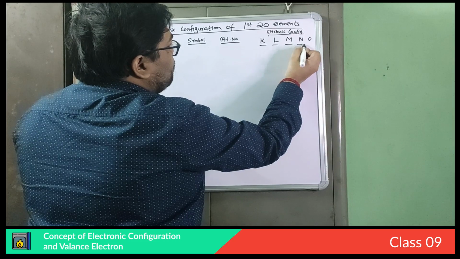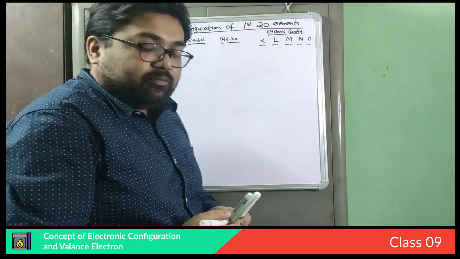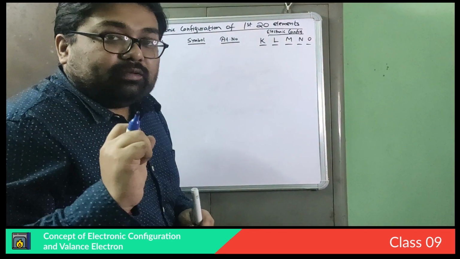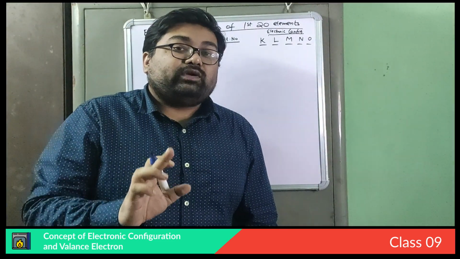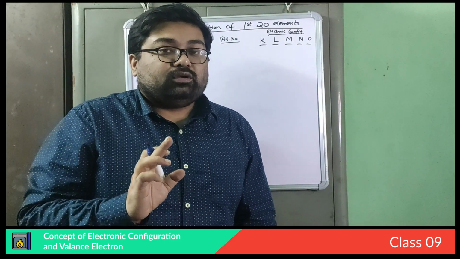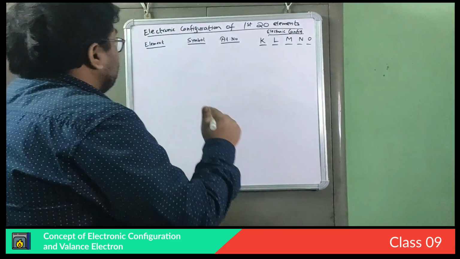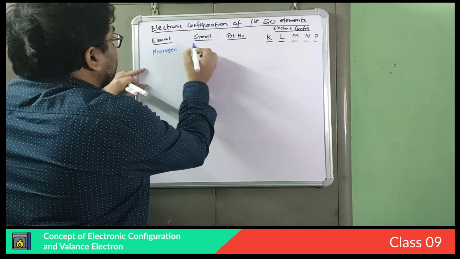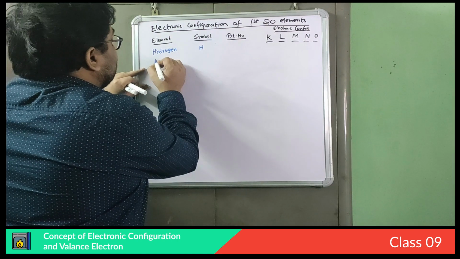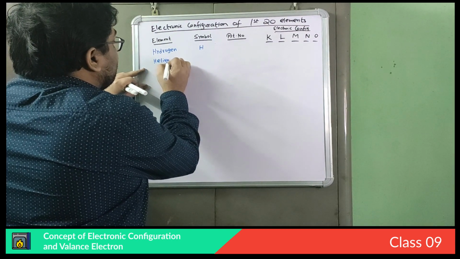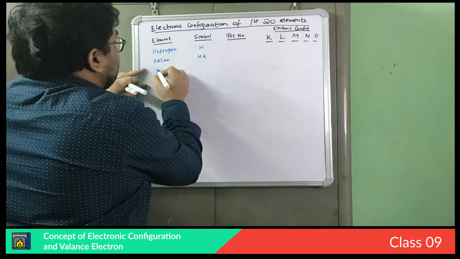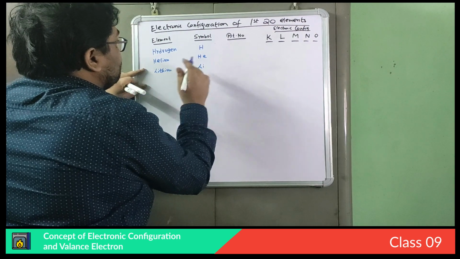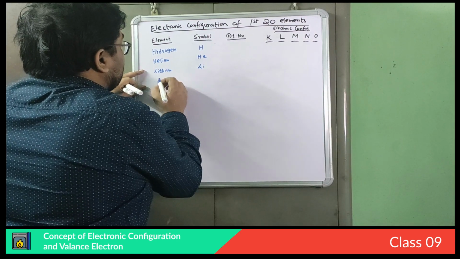These are the shells, the shell numbers, right? So at first I am writing the first 20 elements. You have to memorize the first 20 elements of the periodic table, right? That is 1 to 20. Now I am writing this. The first one is hydrogen. We all know hydrogen. Its symbol is H. Next is helium. Helium is He. Next is lithium. You have to memorize all the 20 elements, okay?